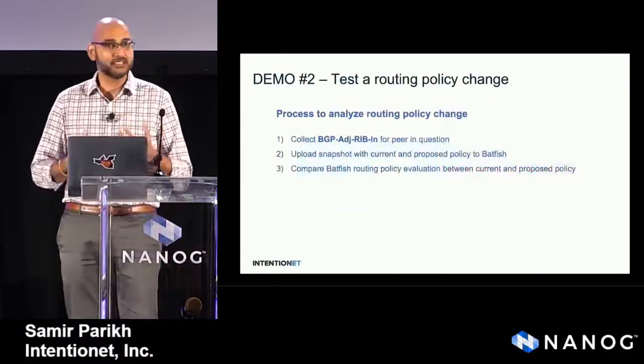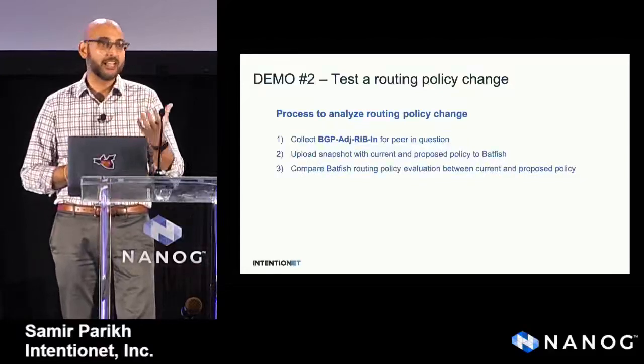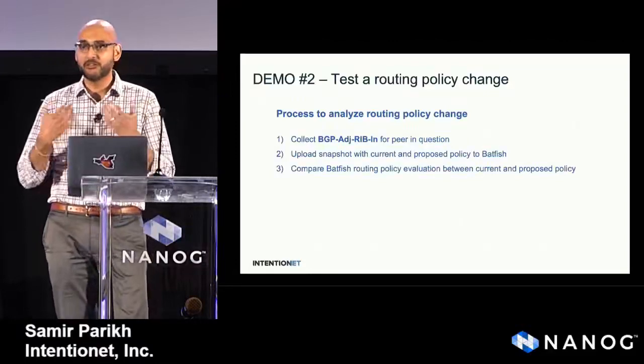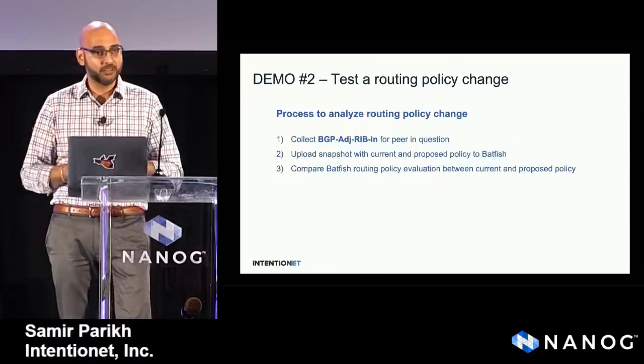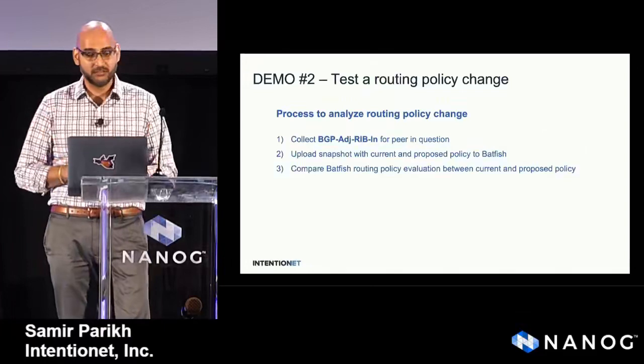So there's a multi-step process that goes into evaluating a change. The first one is I want to collect my BGP adjacency RIB. There are multiple ways you can do it. You could use OpenBMP. If you have an OpenBMP server where you're collecting that information from your peering, you can feed that into Batfish. We can parse that and build that into the model.